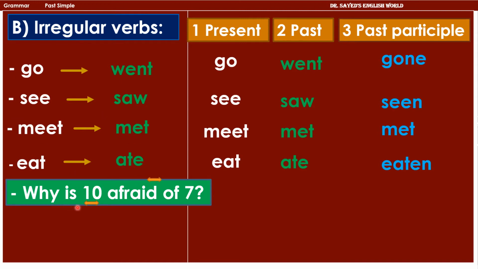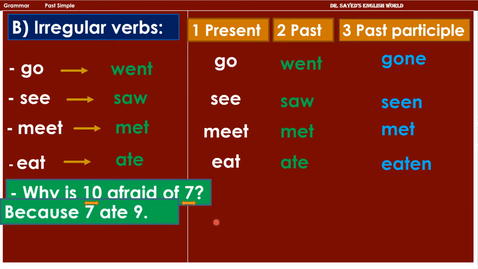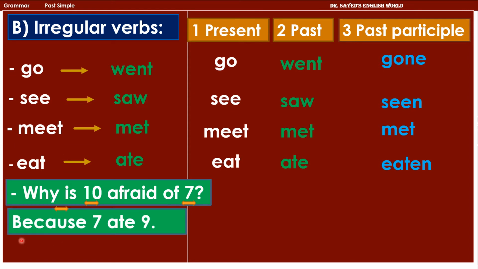Why is 10 afraid of 7? Why? Do you know the answer? Anyhow, the answer is because 7, 8, 9. And by the way, 8 has the same pronunciation of the number 8.